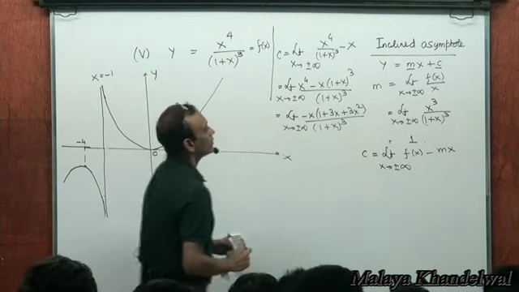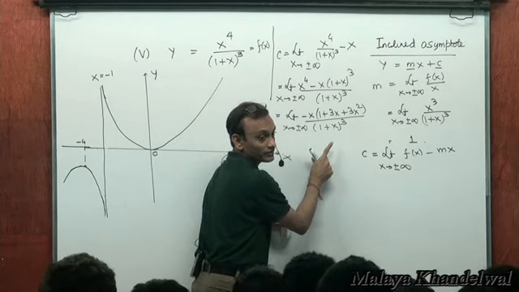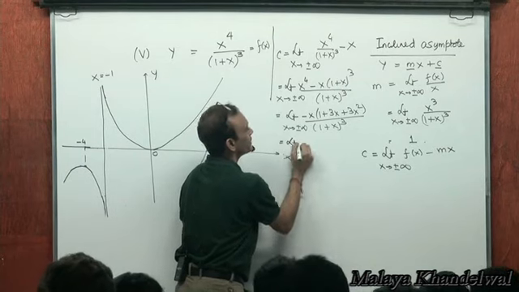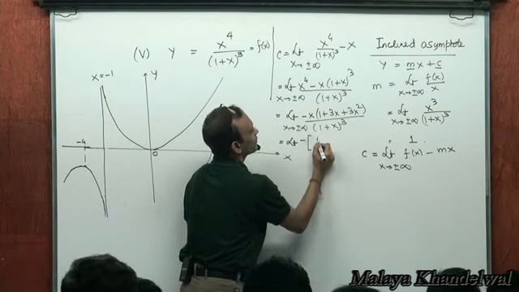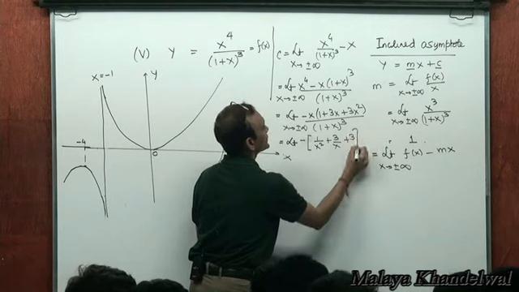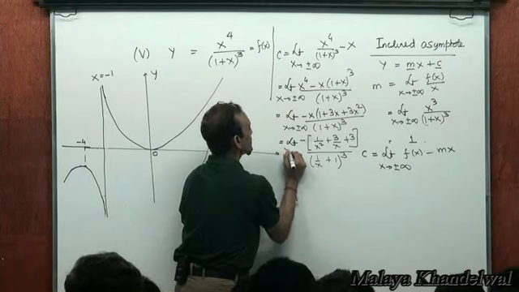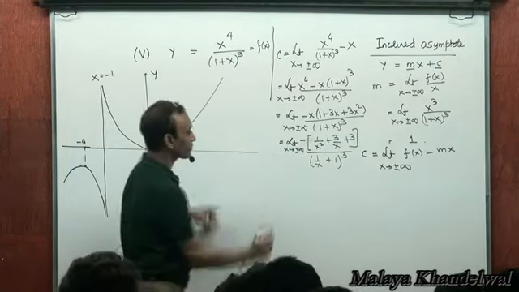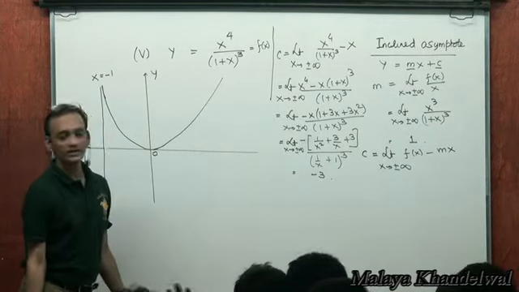Now, if you divide both numerator and denominator by x cubed, what would you get? The limit of minus of (1 by x squared plus 3 by x plus 3) divided by (1 by x plus 1) whole cubed as x tends to plus minus infinity, right? Which is minus 3. c turns out to be minus 3, as you can see.